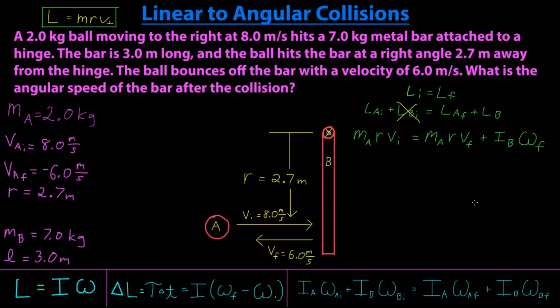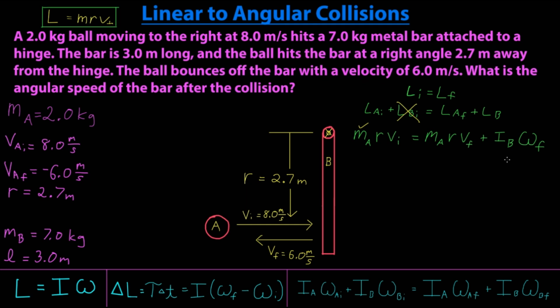Now that I set up this equation, let's check off what we have. We have the mass of the ball. We have the radius, which is the distance that the ball hits relative to the axis. We do have both velocities of the ball. Here's the hit, here's the bounce off. The only thing missing then is the moment of inertia of the bar.